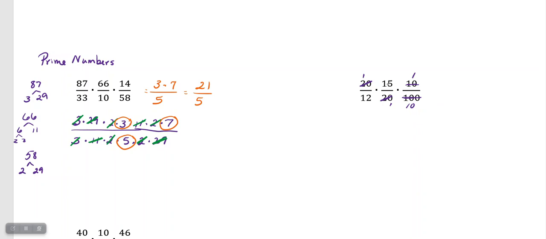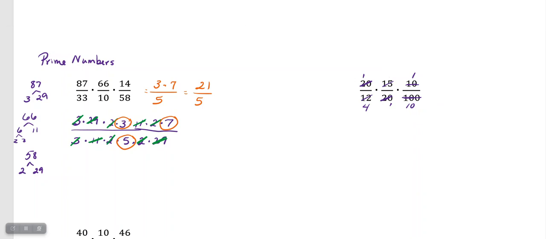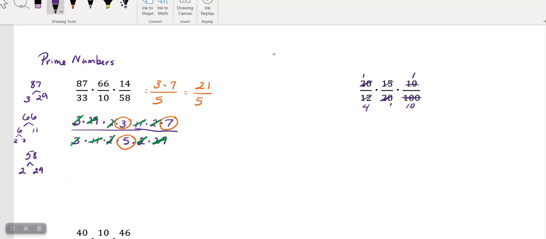15 is 3 and 5, and 12 is 3 and 4. So 3 goes into both of them. This is 4. This is 3. No, not 3. Excuse me. 3 goes into 15 5 times.